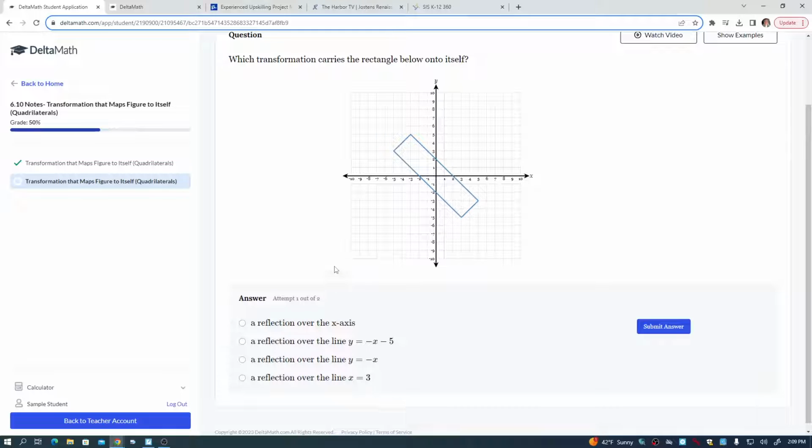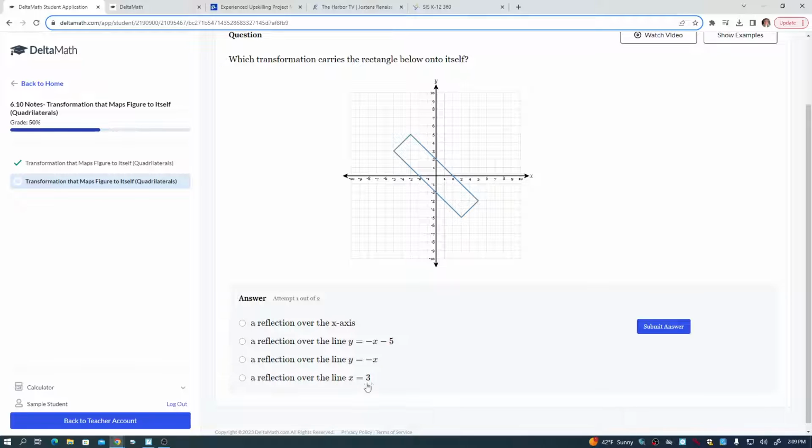This is a rectangle. So which one does carry the rectangle onto itself? So only one of them will work. A reflection over the x-axis. So this is my x-axis. If I folded this down here, this would be here instead, and this would be here. So it's not that one.